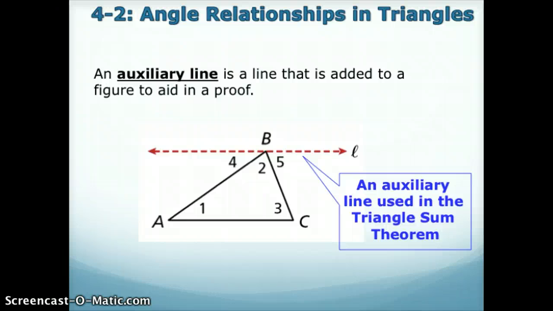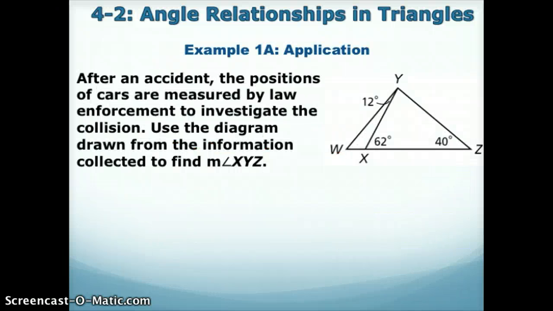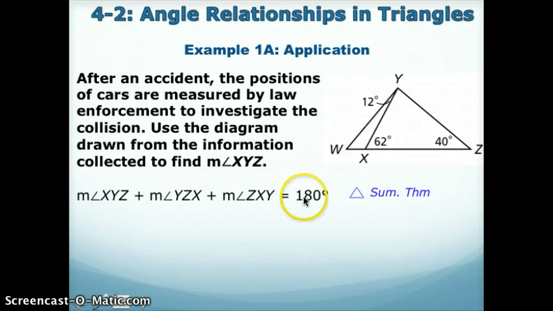So let's look at an example using that fact. This just puts it in a little scenario. After an accident, the positions of cars are measured by law enforcement to investigate the collision. So we're going to use this picture and draw some conclusions from what we see. First we want to find x, y, z. If I look at this angle right here, I see that it's part of a triangle that I already know two angles to. So in this big triangle, if I add up x, y, z, y, z, x, and z, x, y, I know that they should add up to 180 degrees. And how I knew that was the triangle sum theorem.